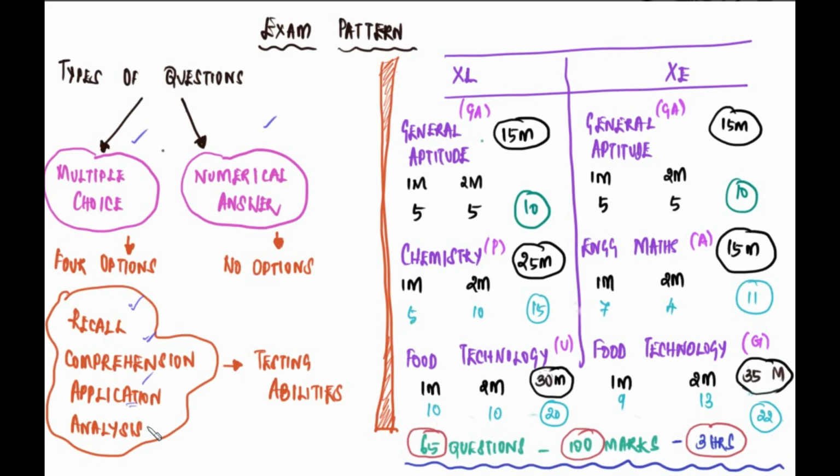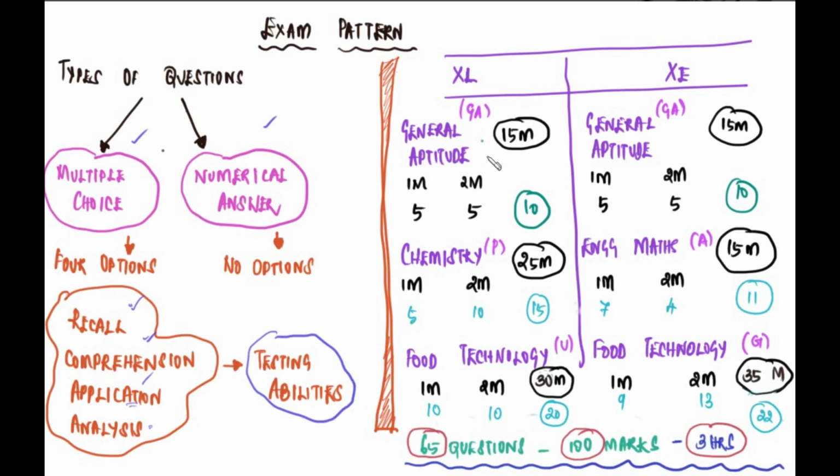In the case of analytical type questions, you will be provided with either a graph or a pie chart or a bar diagram, and you will have to analyze whatever picture is given and then answer the questions based on it. So these are the abilities which are actually tested during the GATE examination.